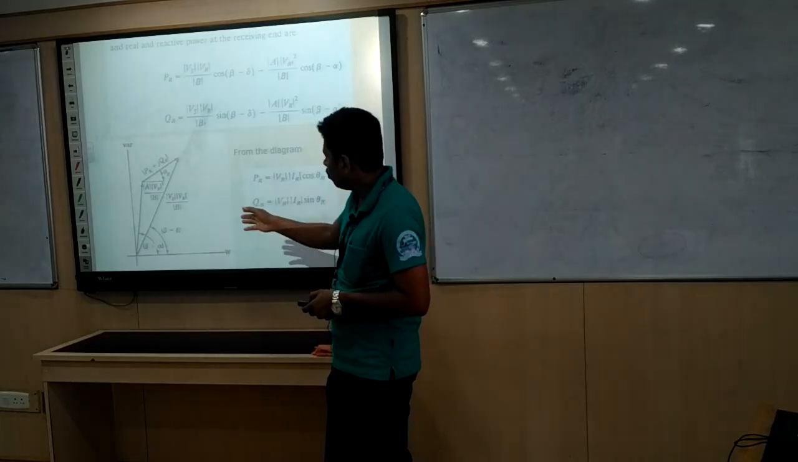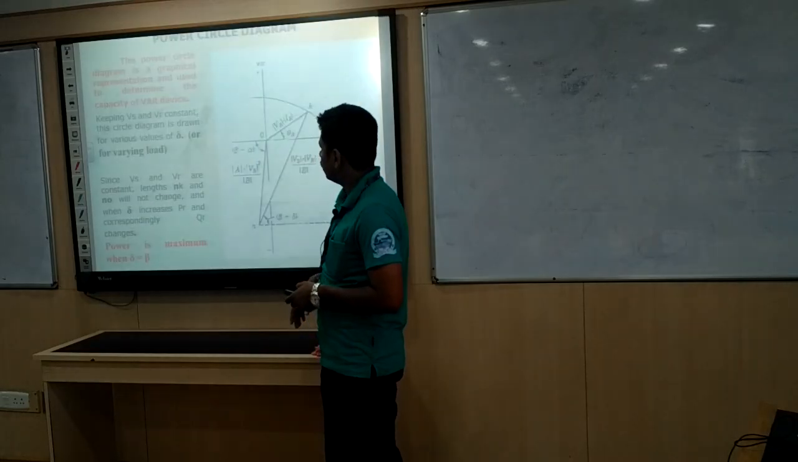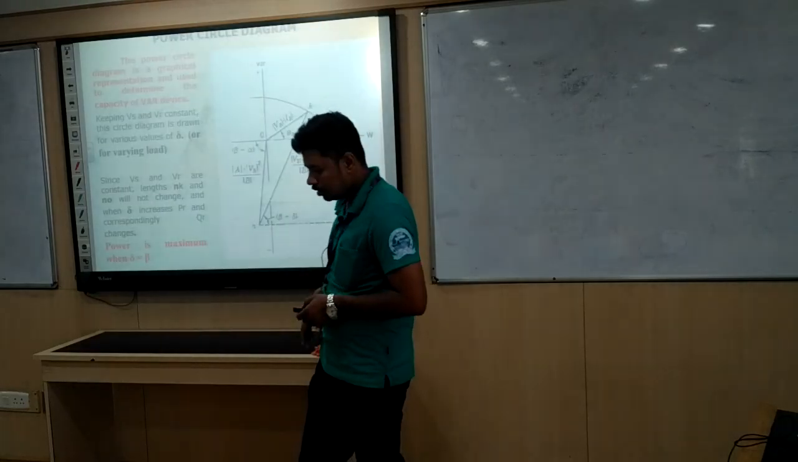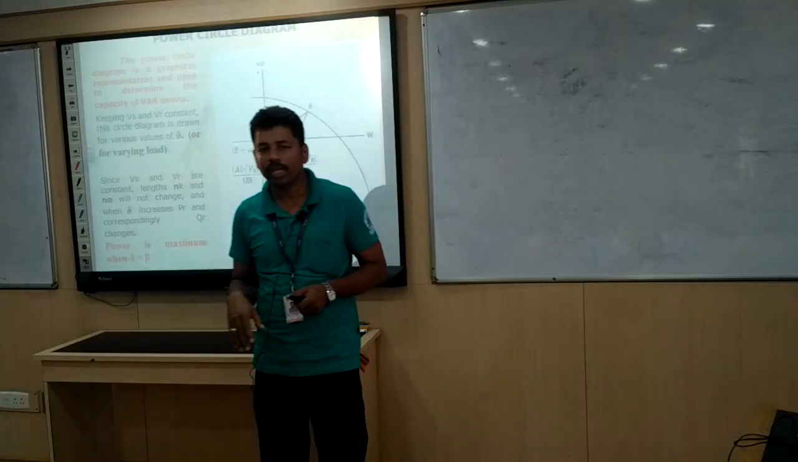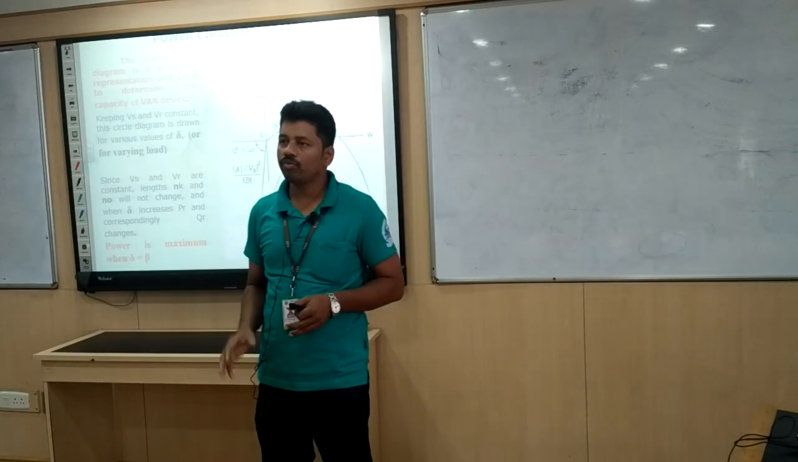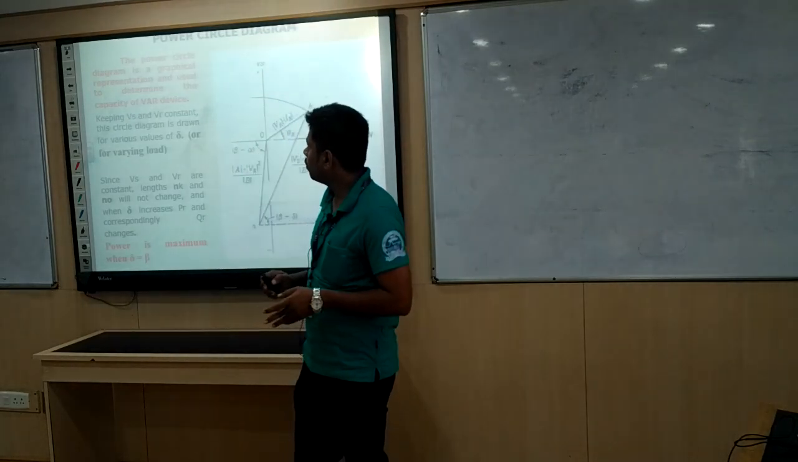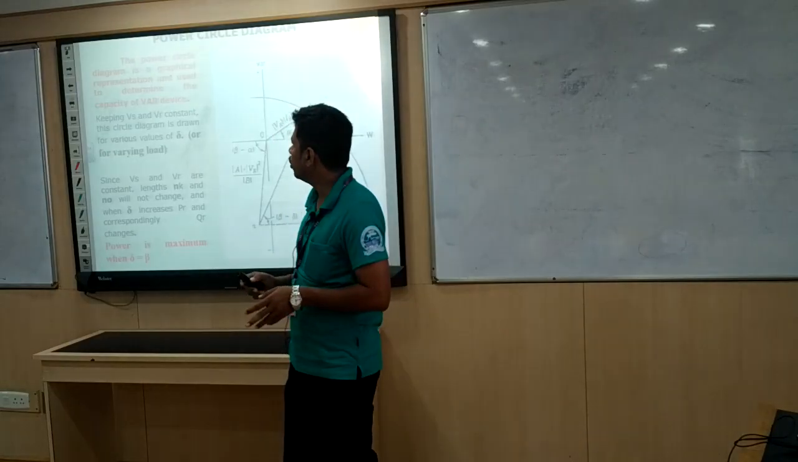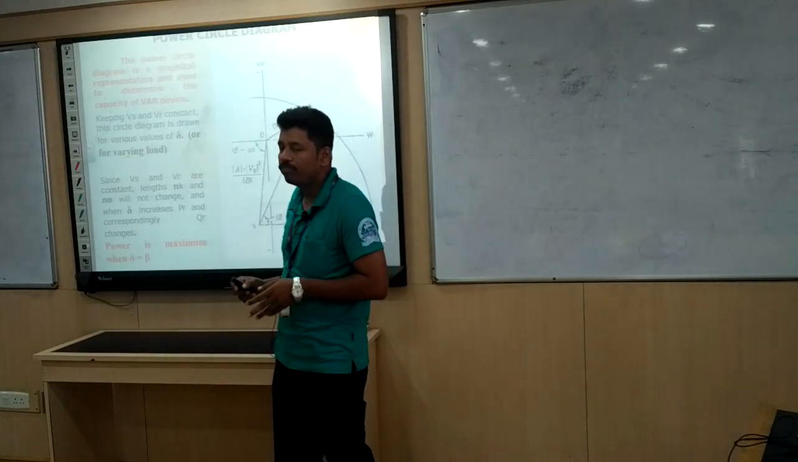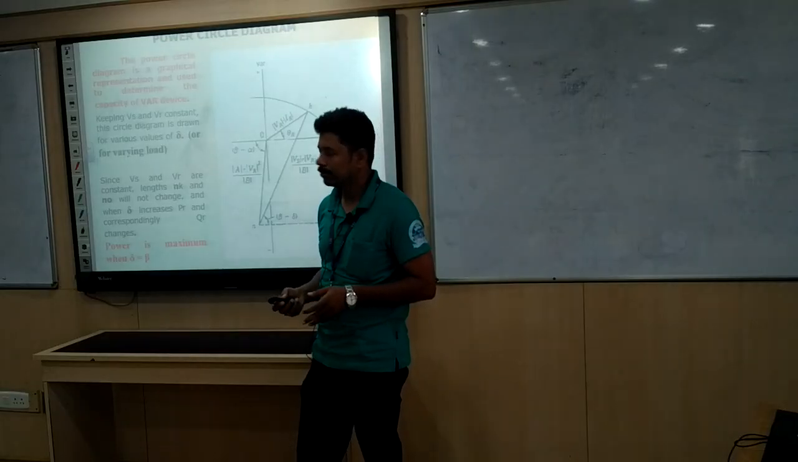So from there we are able to draw the circle diagram to understand the various quantities. Yes, the power circle diagram. This is an important topic. This is a graphical representation of the system, used to find the various parameters. The power circle diagram is a graphical representation used to determine the capacity of VAR devices. VAR in the sense of how much capacitance is to be used.